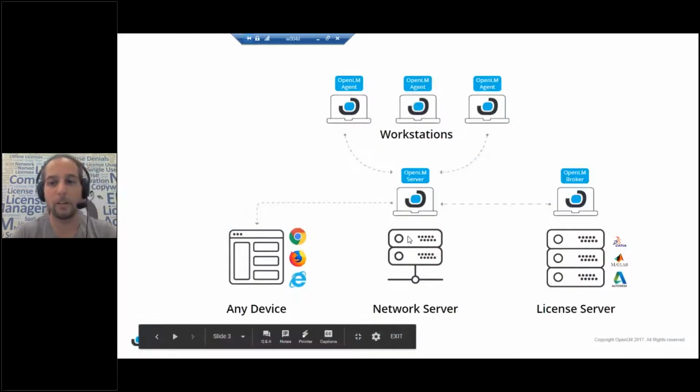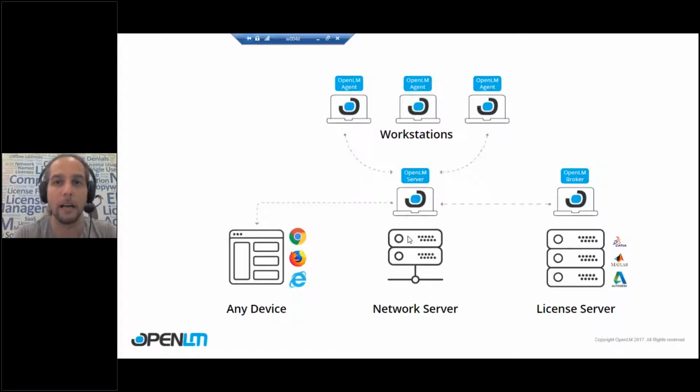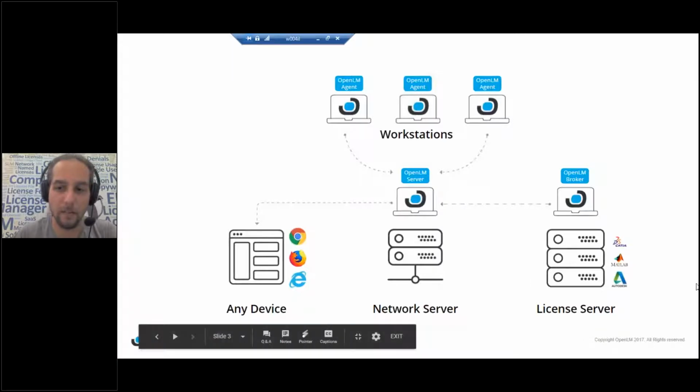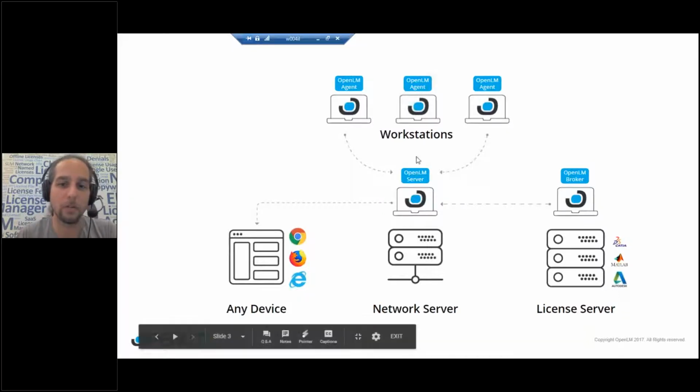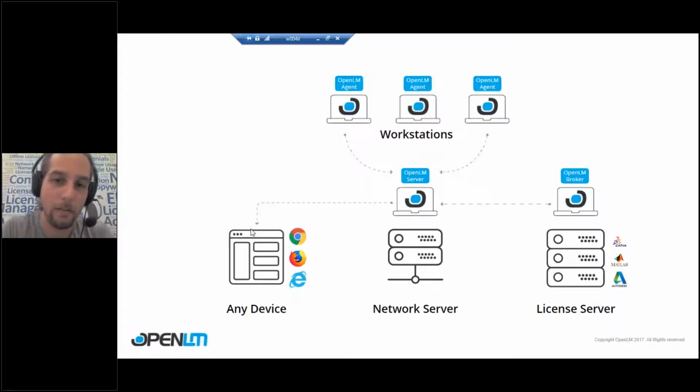Now, before I start, I just want to show you in a general schema the structure of OpenLM. So you probably have the license server, which holds many different vendors on it. You might have MATLAB, Autodesk, CATIA, whatever. Now you might have many license servers, but on each one, you'll simply need to install an OpenLM broker, which will transmit information to a central OpenLM server, which can be viewed from any device. You can use any device, any browser, to view the licensing information and all the different reports OpenLM has to offer.